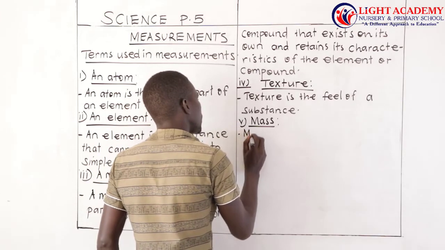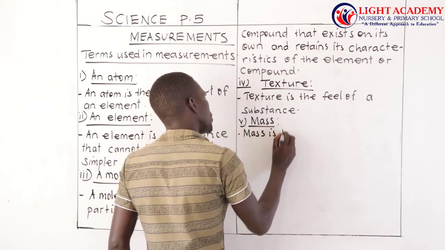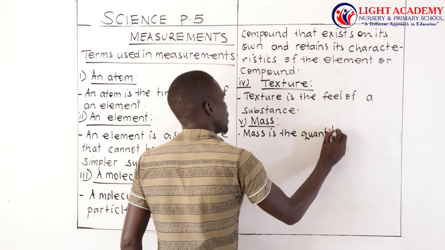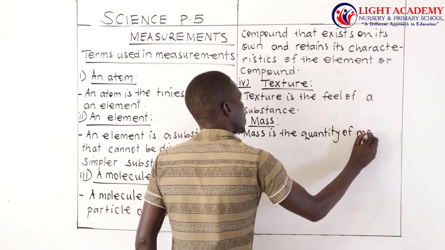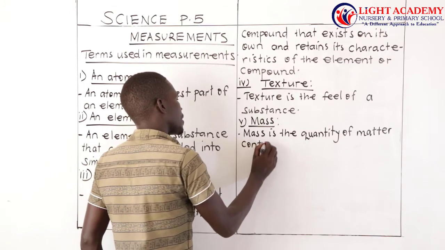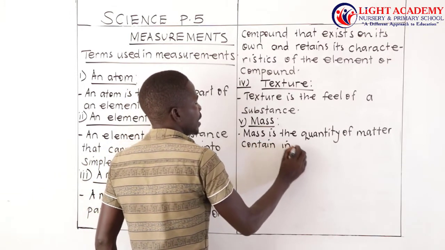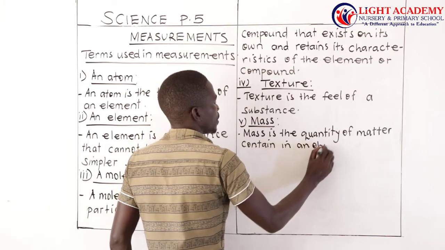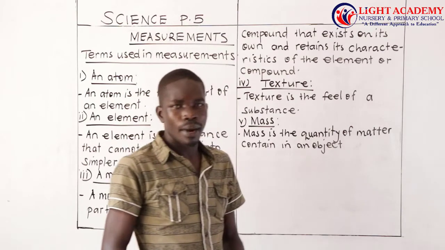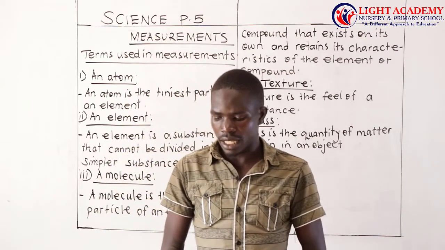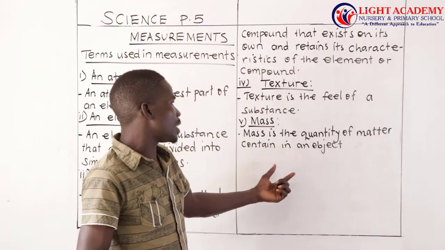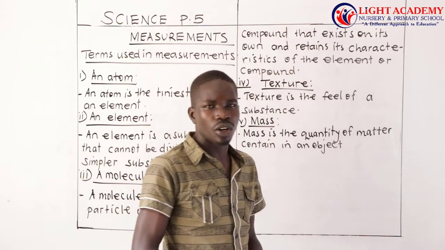Mass is the quantity of matter contained in an object, or mass is the quantity of matter in a substance. That's what we call mass. So the quantity of matter contained in an object is what we call mass.